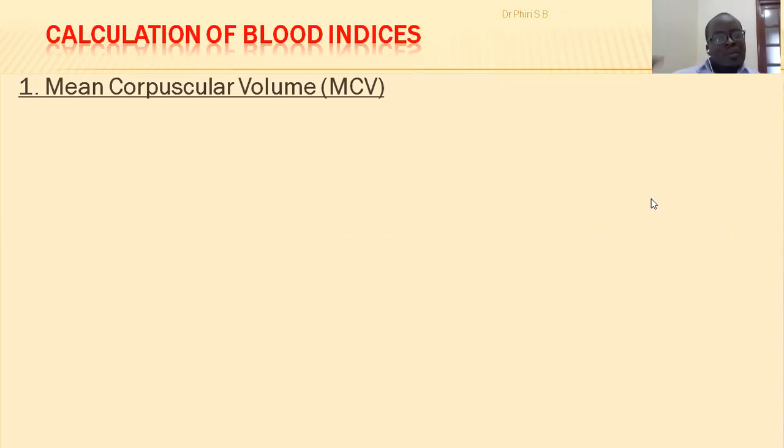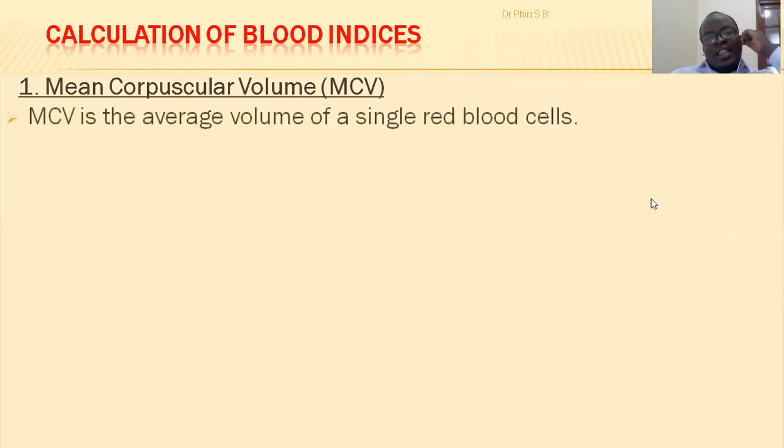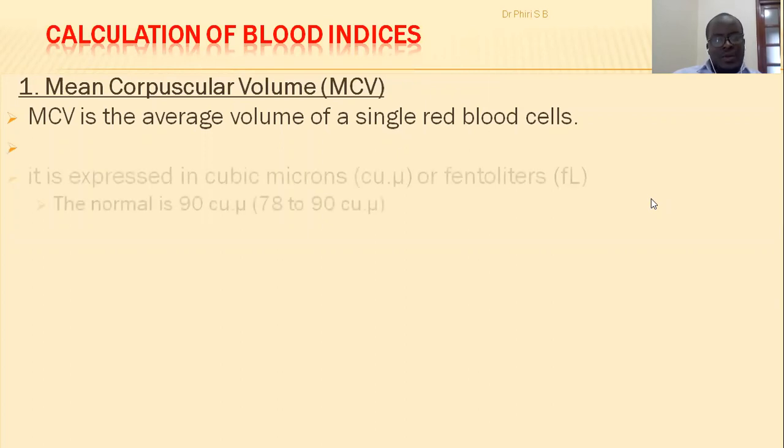So with the mean corpuscular volume, you are simply looking at the average volume of a single red blood cell. What is the average volume of a single red blood cell? Then you're looking at mean corpuscular volume. Out of these red blood cells that you have counted, what is the average size for these cells? That's the mean corpuscular volume.